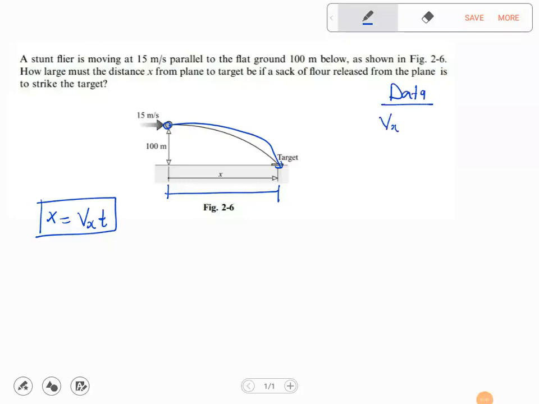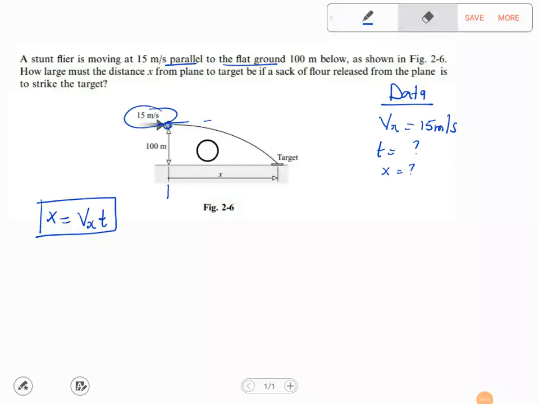So according to the data given, Vx, remember they are saying it's parallel to the ground. So this is going like that. So that's the 50 meters per second that you are seeing there. Then time, we don't know. Even x, we don't know. So to find x, we need to find the time it will take for this to land at the target.